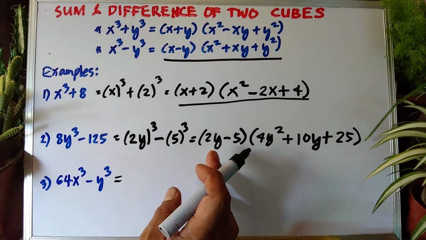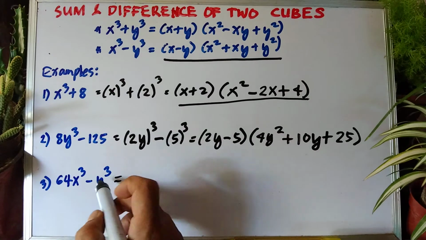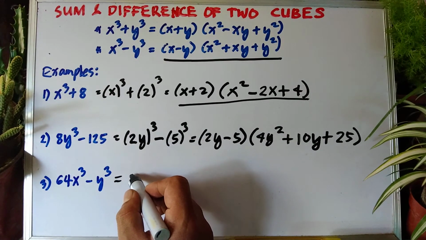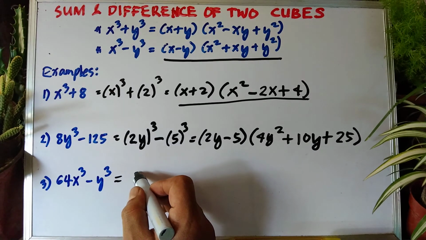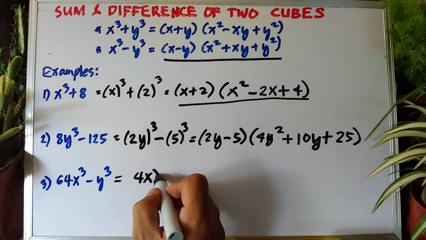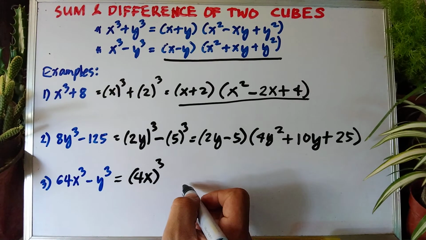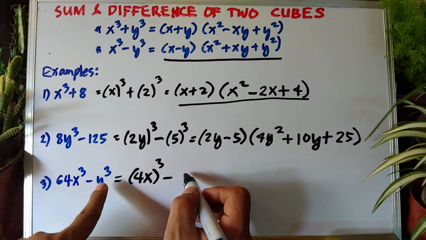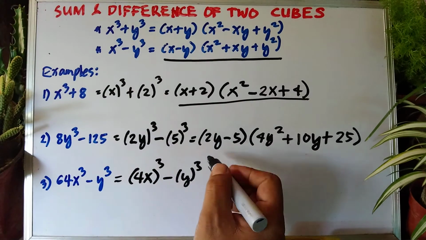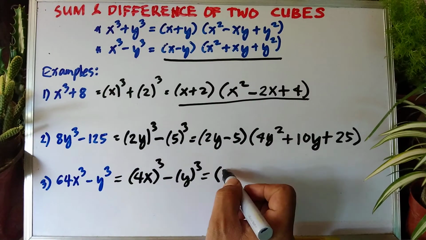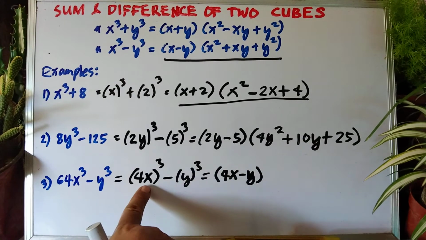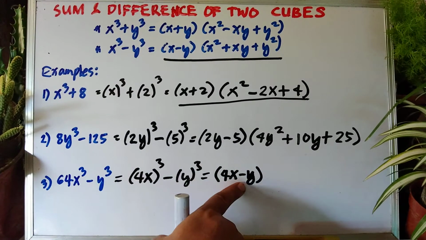So, what did we do at first? We took the cube root of 64. So, what is the cube root of 64? We have 4. What is the cube root of x cubed? That is x. So, that is its cube root. Minus, what's the cube root of y cubed? So, you have y. So, we have a pair. So, we got the first factor, which is 4x minus y. We only write what is included in the parentheses as the first factor.